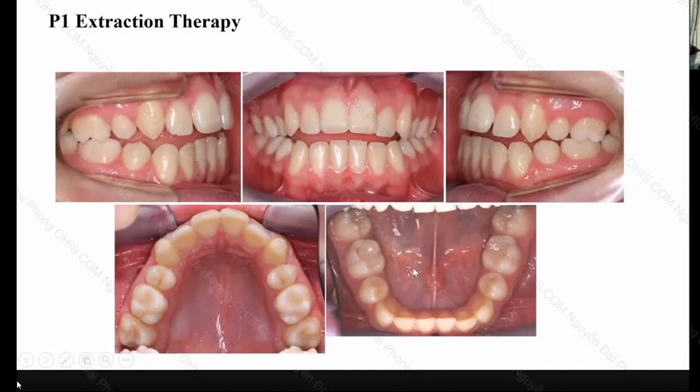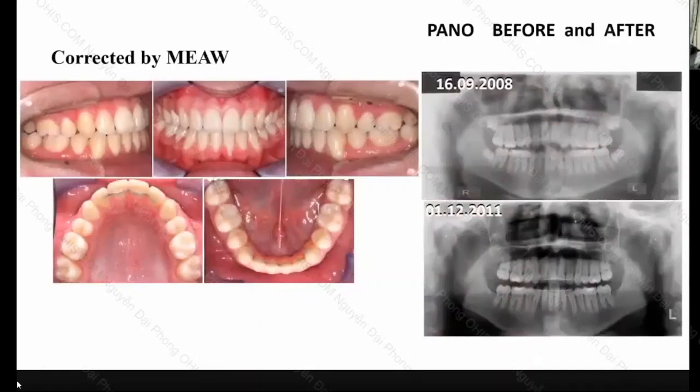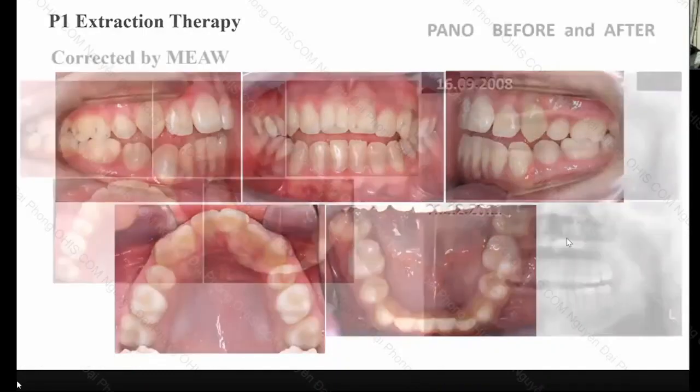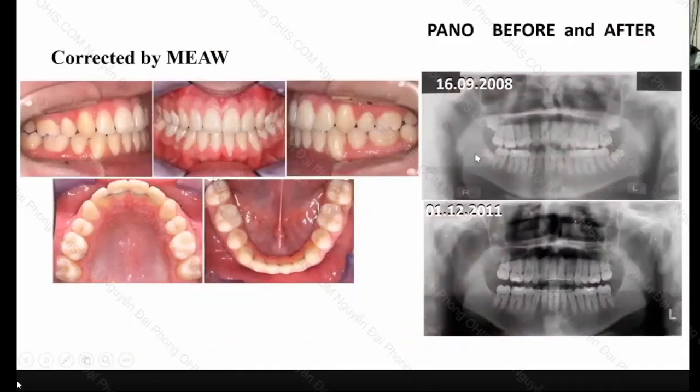But okay, this is a case I tried to treat. Once again treated, but what I did was the upper and lower third molar extraction. This is a big problem. The molar crowding is a big problem. After third molar extraction, I treated again like this. Now this is pretty stable.